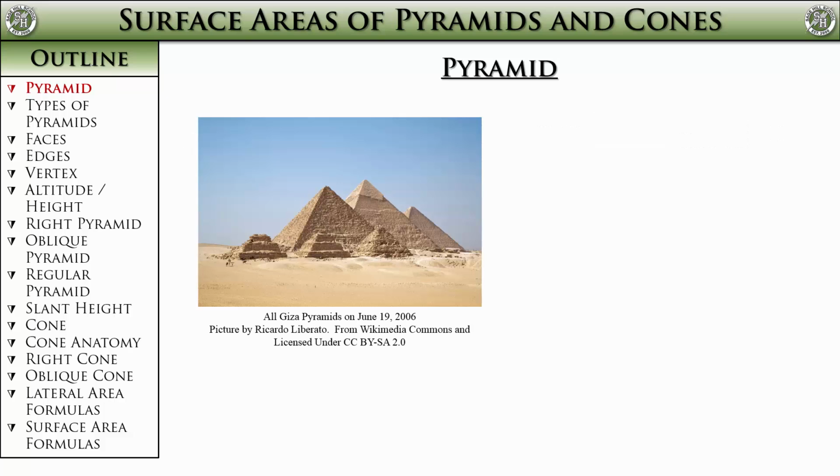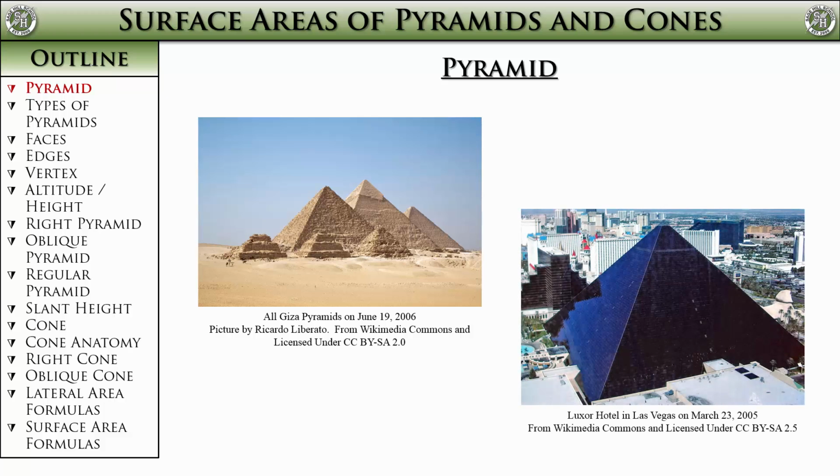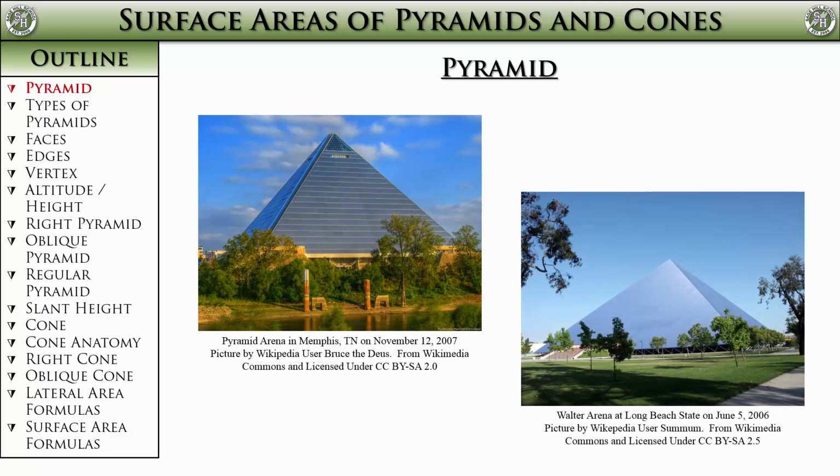You have undoubtedly seen many pyramids before. Here are the famous ones in Giza. This is the famous Luxor Hotel in Las Vegas. This is the Pyramid Arena in Memphis. And this is the Walter Arena on the campus of Long Beach State. Plus there are so many more examples. You have probably seen a lot of pyramids.